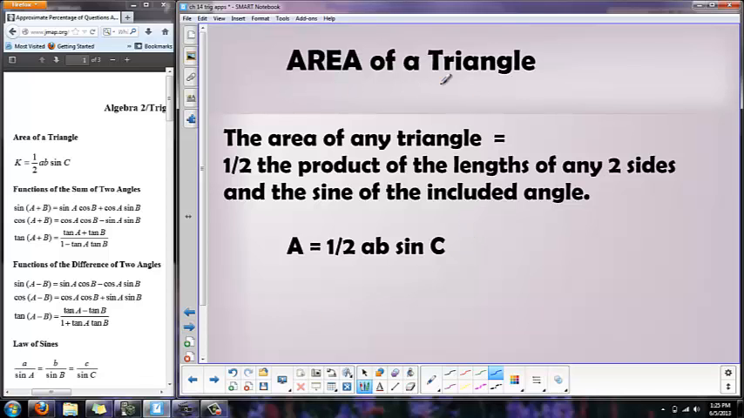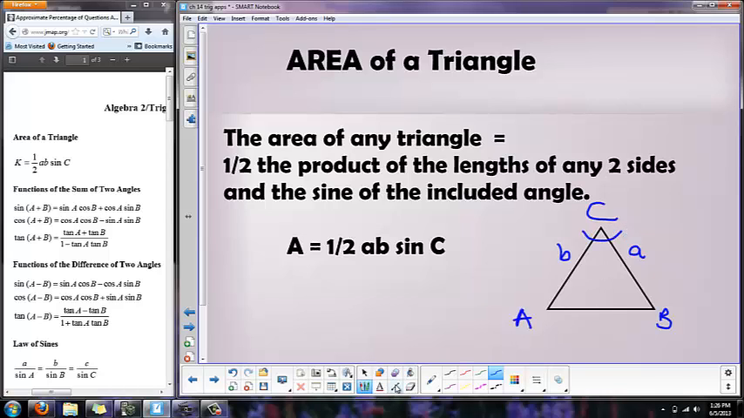Okay, so area of a triangle. The area of any kind of triangle is 1/2 the product of any two sides, so A and B, and the sine of the included angle. So that sounds kind of weird, sounds kind of wordy, but let me explain. It's pretty much the same thing as what I just covered before. Let's pretend that this is the triangle ABC. So in this equation, you would use 1/2 little a times little side b, the sine of C.